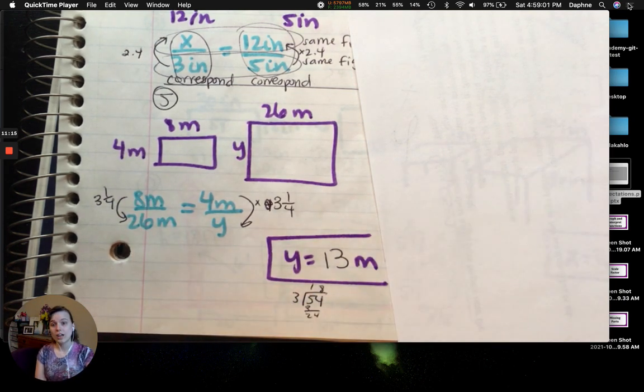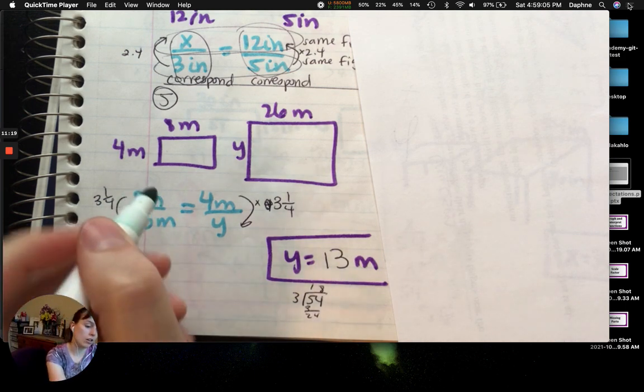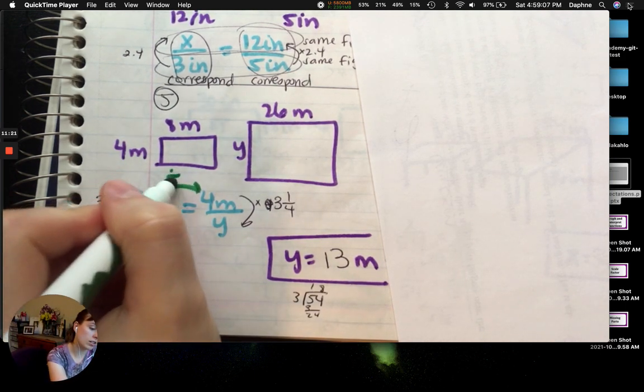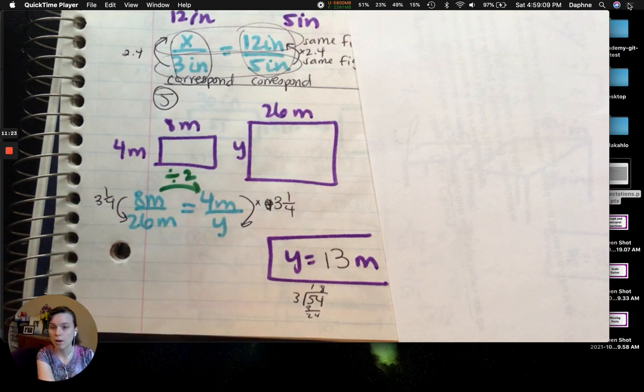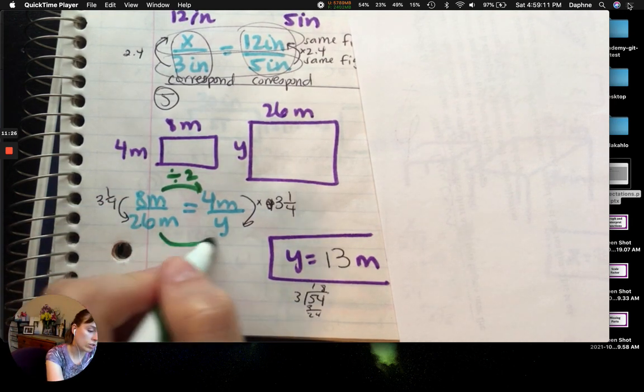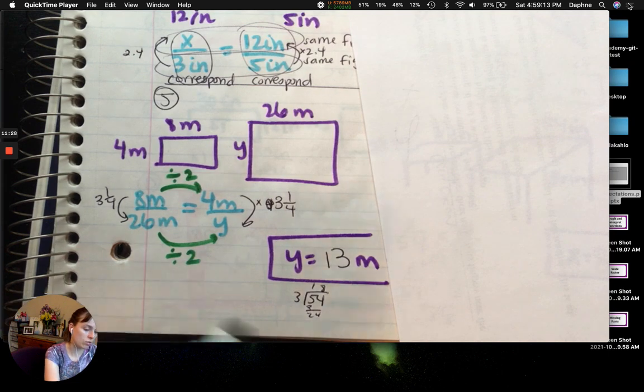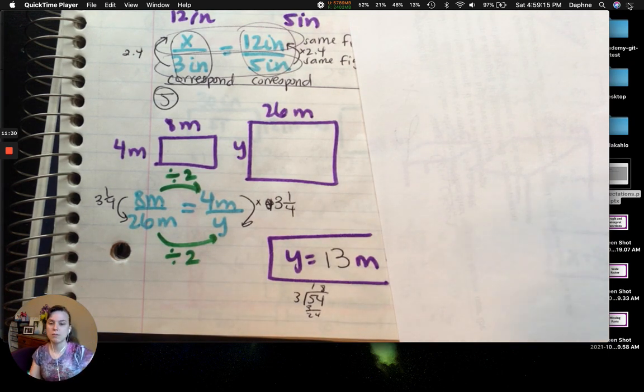26. Another way to actually do it, I just saw this now, is going from 8 to 4 is dividing by 2 or multiplying by a half. So then what's 26 divided by 2? And that gets you the 13 meters. Wow! Second time doing it. There's more than one way to do it. All right? Pick the way that works or the quickest way you can see at the time.